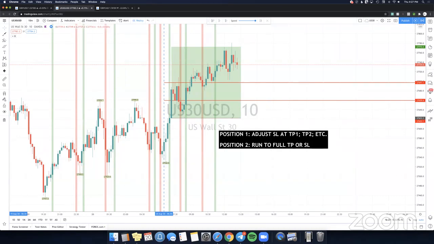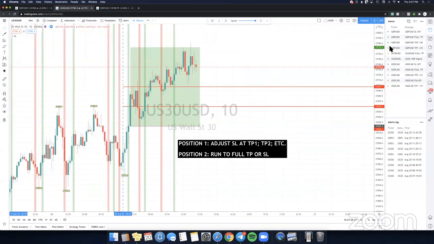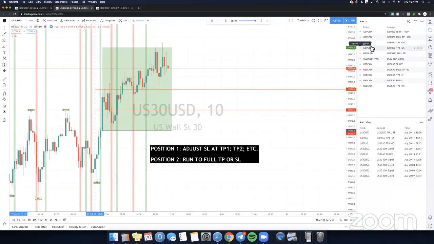So let me keep going through the questions. James said, so you move stop loss as soon as it hits TP, not when the candle closes. Yeah, James. If you look at my alerts here, I have alerts whenever price reaches a specific price point. So if price reaches that price point, I go and adjust it right away. I don't waste any time. Once price reaches TP1 or TP2, I'll move my stop loss there really quickly.